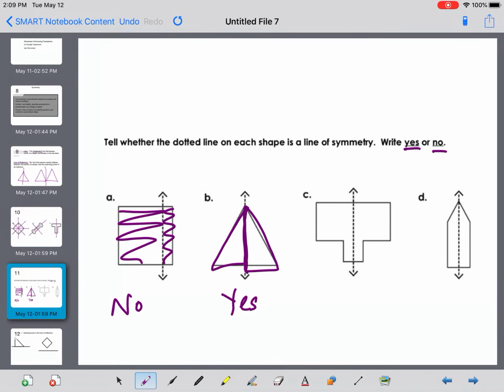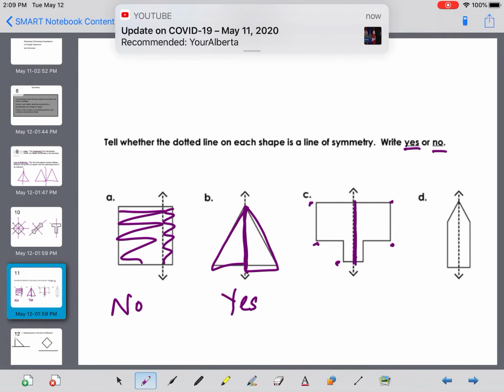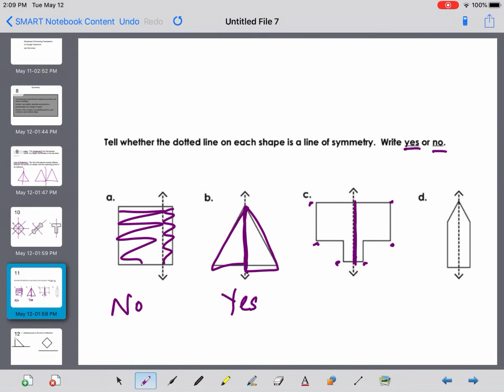Okay, C, hopefully you saw that that's also a line of symmetry. If you were to fold it right along this line right here, these two corners would match up with each other, these two corners would match up with each other, and these two corners would match up with each other. Okay, and then lastly, D is also a line of symmetry. Once again, if you were to fold it right along this line, the shape would match up with each side.